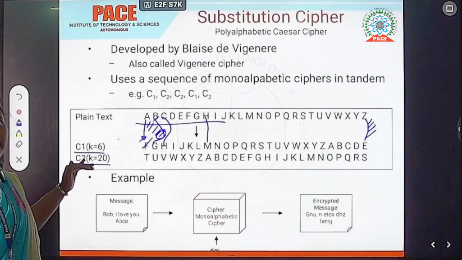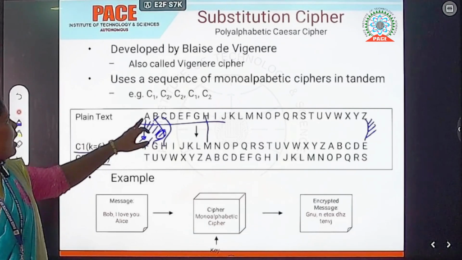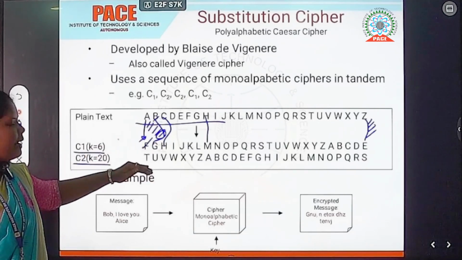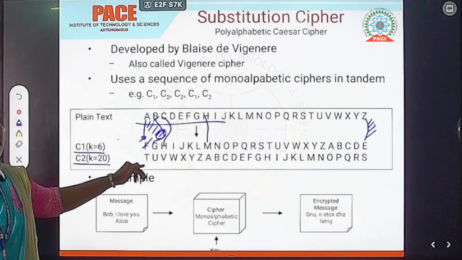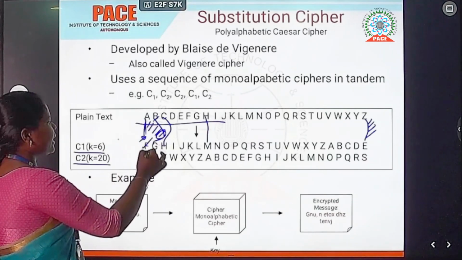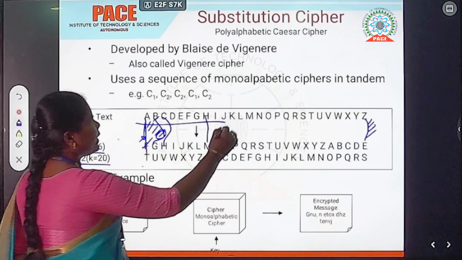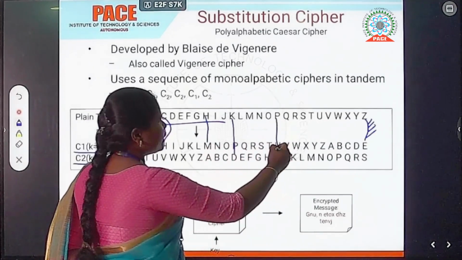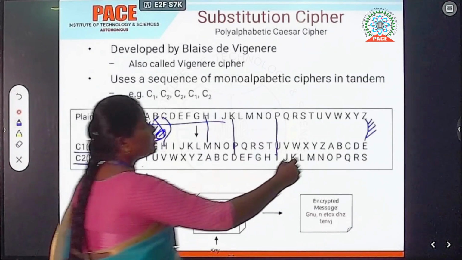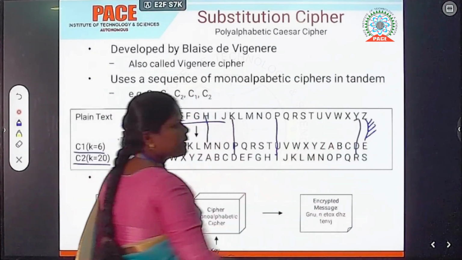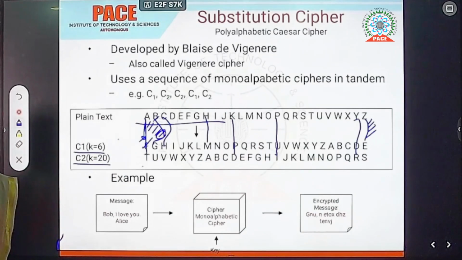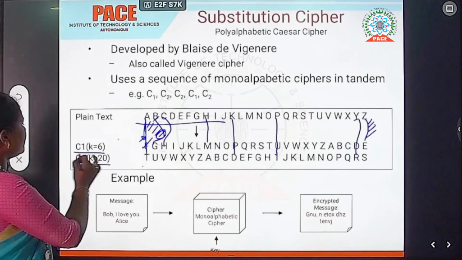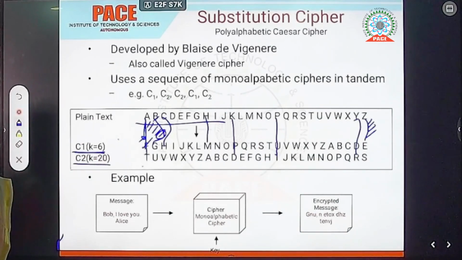After the A letter, we will add the 20th letter. A after the 20th letter is T. K after the 20th letter is D. P after the 20th letter is I. Up to Y, after the 20th letter is R. That is by using the two keys, ciphertext 1 and ciphertext 2. This is the double encryption process. Double algorithms we will add.